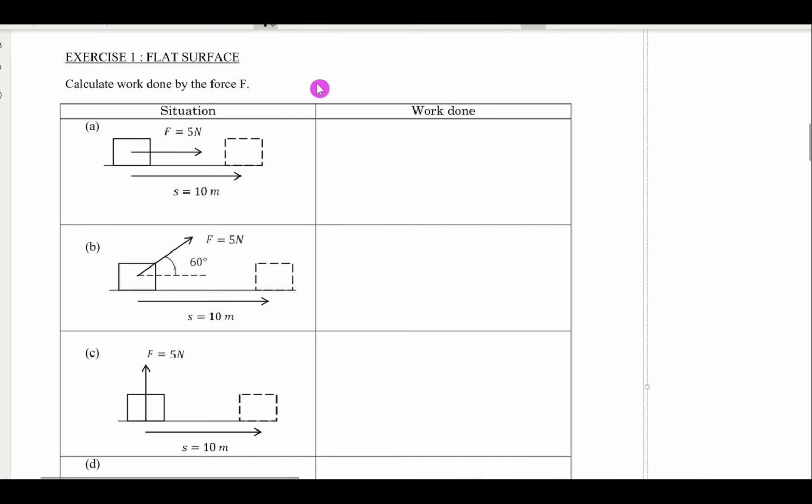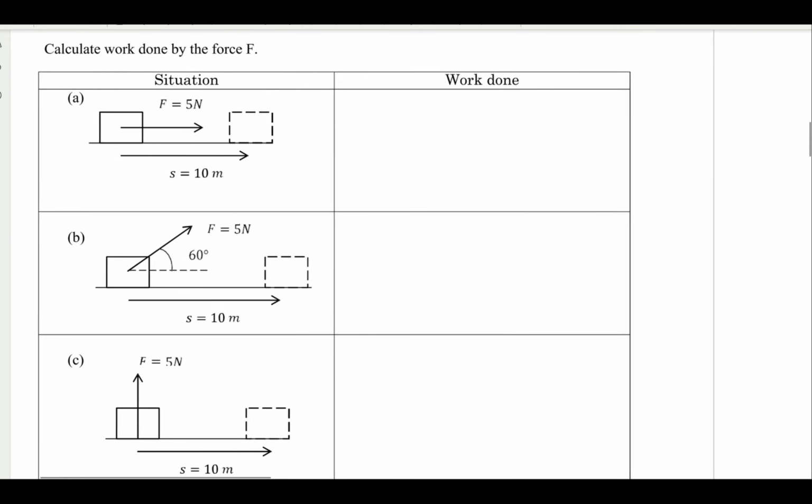Okay, so ini saya dah sediakan table kat sini. Jadi kita boleh tengoklah. So let's say the first situation we have the flat surface and this is the object. Alright, so the external force is equal to 5 Newton. Means that we will try to move the object to the right. Okay, sejauh berapa ni? Displacement dia adalah 10 meter. Okay, kita besarkan sikit lah.